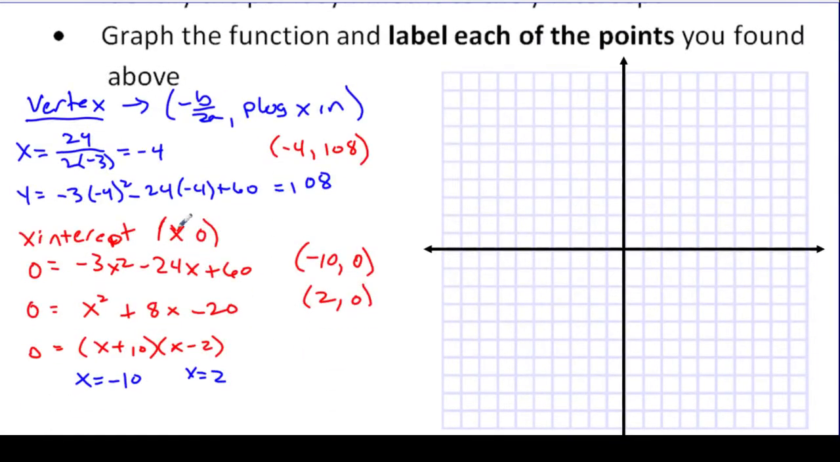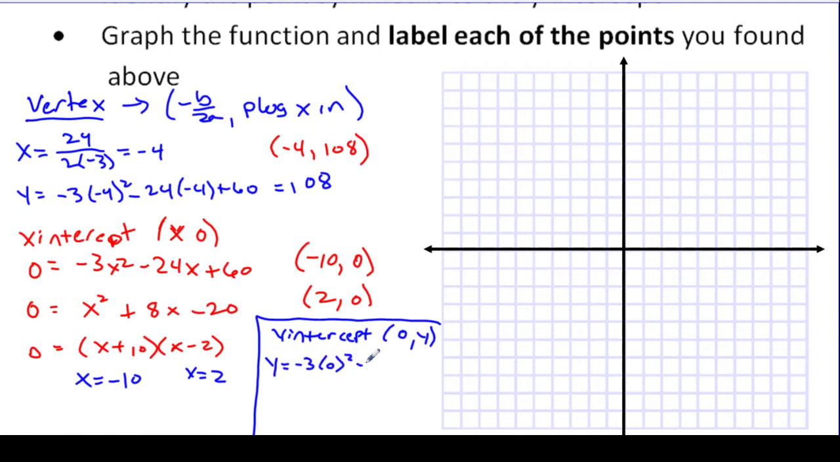Well, y-intercept is the opposite of x, so I'm actually going to use this little tiny space here. We don't need a lot of space at all to find the y-intercept. A y-intercept is 0 comma some y value. So I know that x is 0, so I'm just going to go to my equation and say the y is going to be negative 3 times 0 squared minus 24 times 0 plus 60.